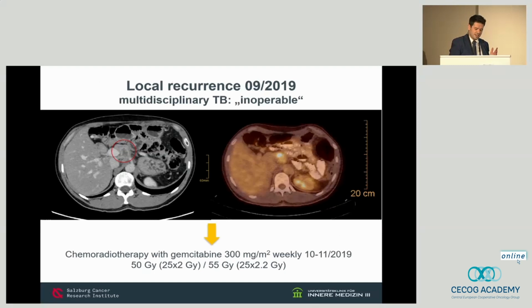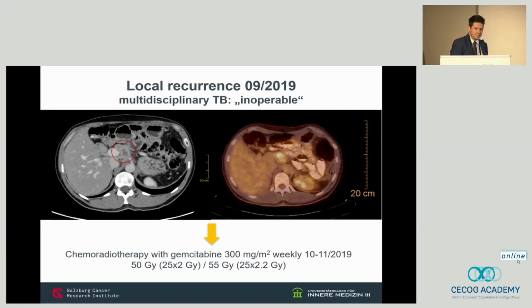Due to the mentioned risk factors, it was an R1 resection, with lymphovascular invasion, perineural invasion, lymph node positivity, and poor differentiation, we decided to perform surveillance CT images every 3 months. And also because there was no tumor marker that could guide us postoperatively.